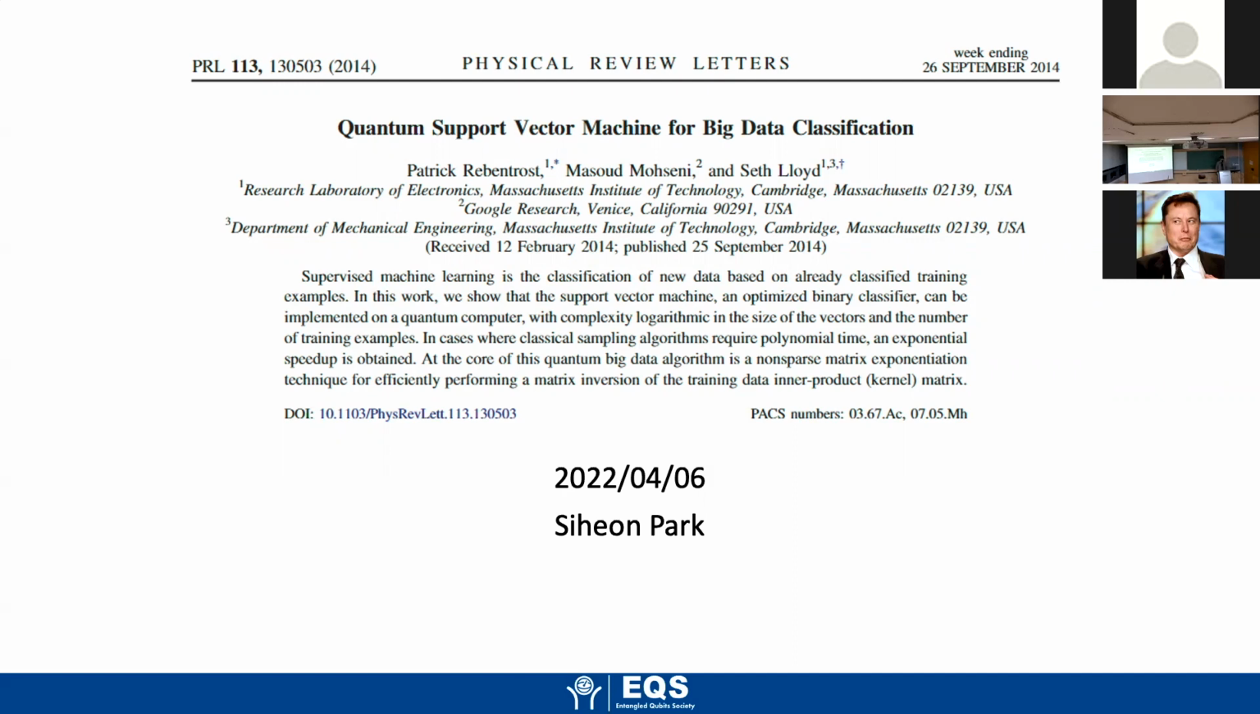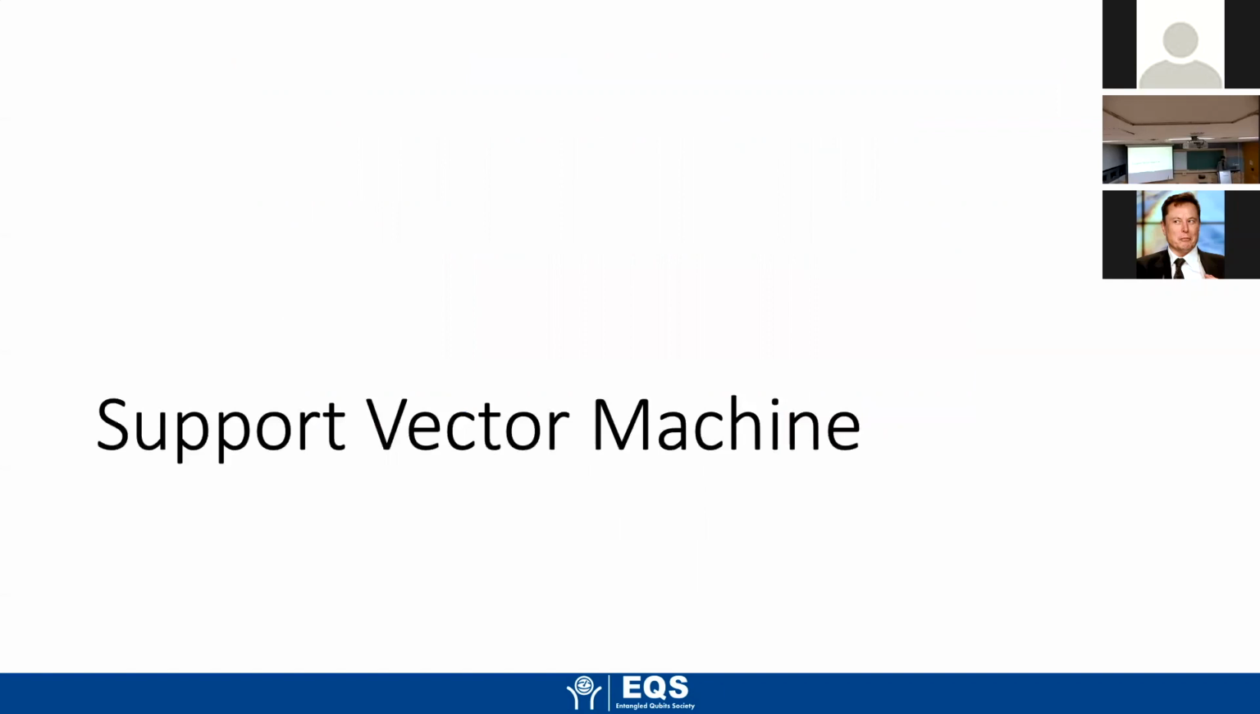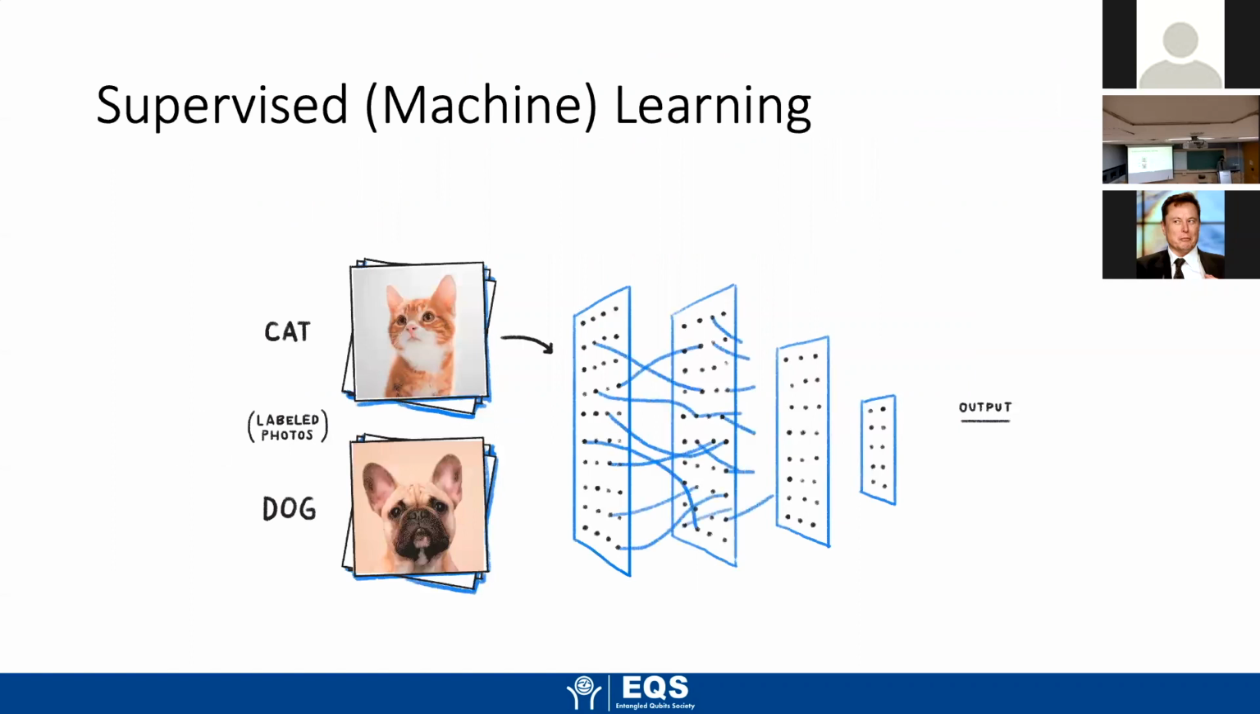Question. Okay, so today I'm going to review some technology for this classification, which was published in 2014. And first, let's see what a support vector machine is. So a support vector machine is a kind of supervised learning algorithm.